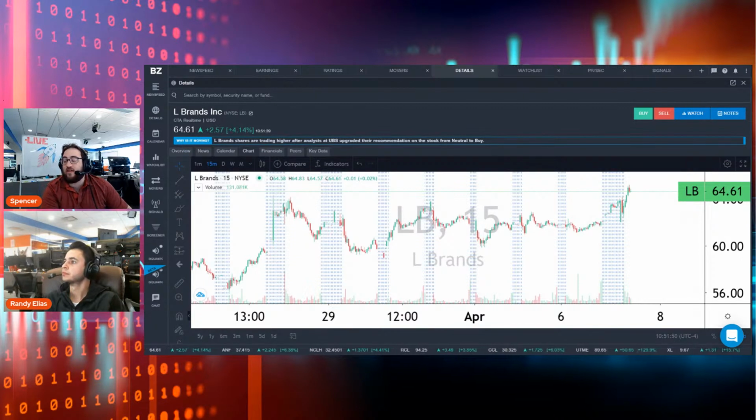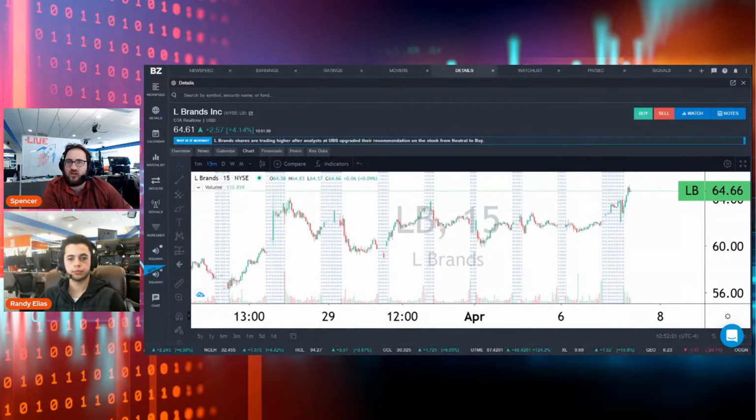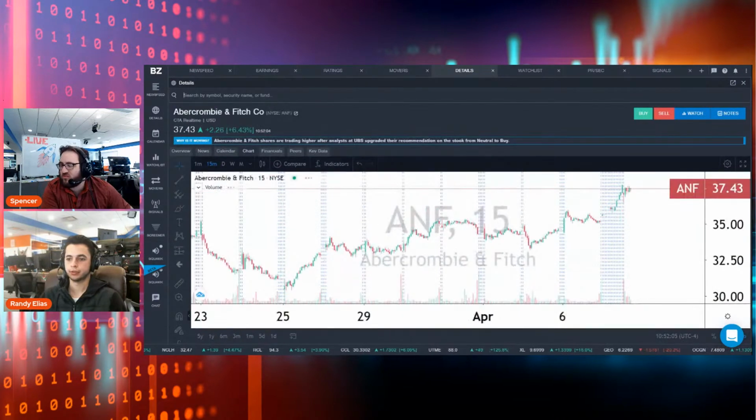So in a day like today, when there isn't a lot of news, there isn't really any retail-specific news out there, these stocks are more likely to move off an upgrade because it's just an excuse for the stock to go higher or lower. Yeah, today, sure. Doesn't mean these are long-term sustainable moves.